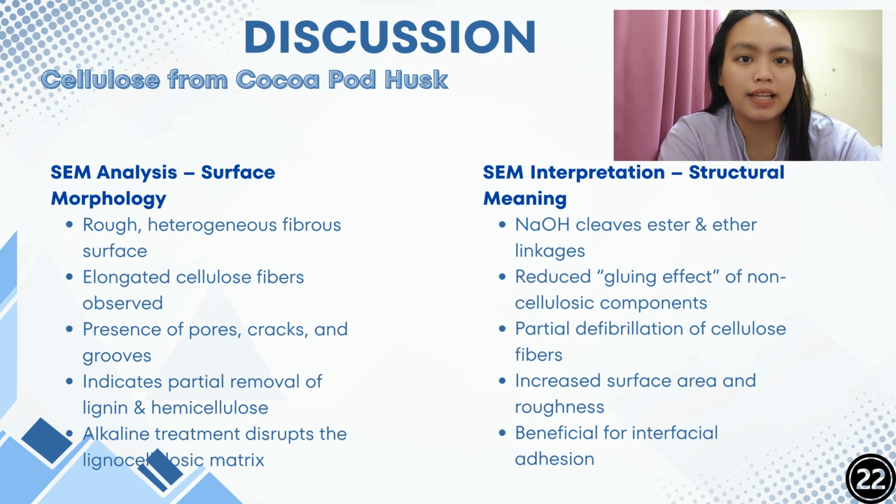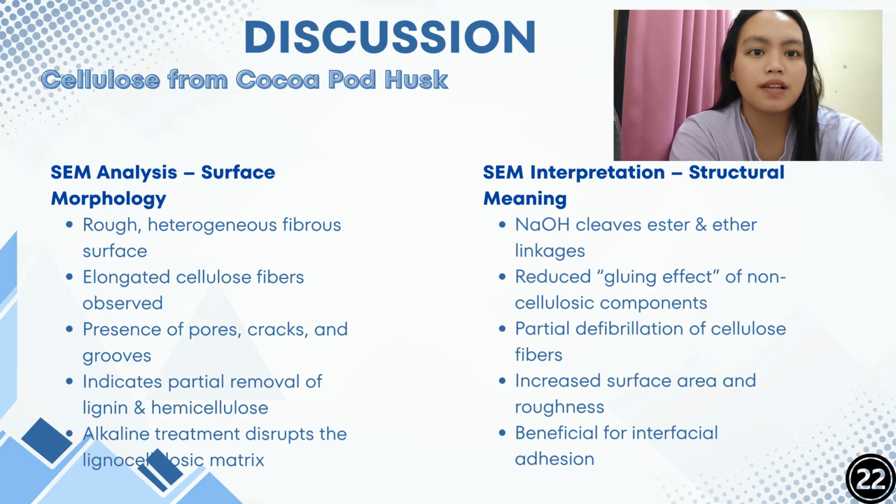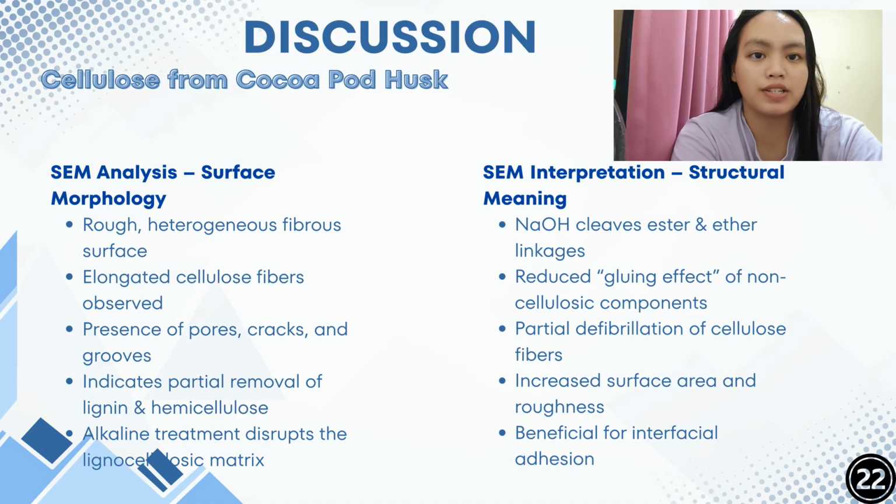These features indicate that the alkaline treatments partially remove lignin and hemicellulose from the cocoa pod husk structure. These morphological changes occur because the sodium hydroxide penetrates the plant cell wall and cleaves the ester and ether linkage between the lignin and hemicellulose and also cellulose. As a result, the structural matrix is weakened, reducing the so-called gluing effect of the non-cellulosic components and allowing cellulose fibers to partially separate, a process known as defibrillation.